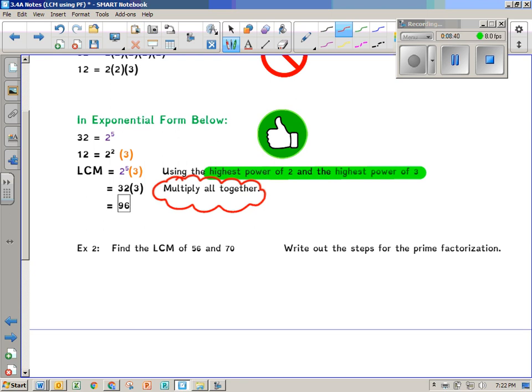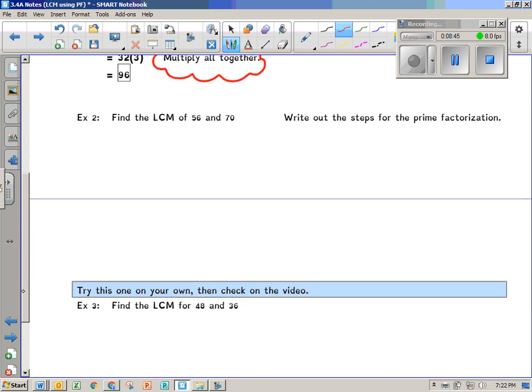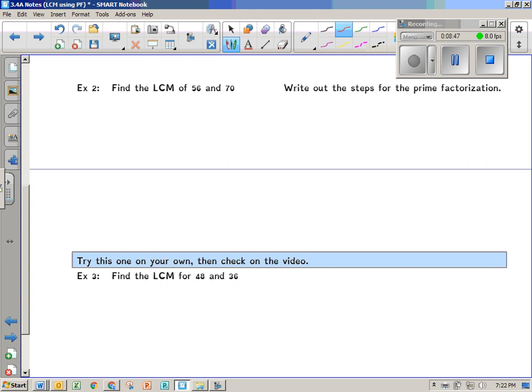You really have to concentrate in order to switch gears from doing what we did before with greatest common factor. So now you're looking for the highest power they have in common, not the least.